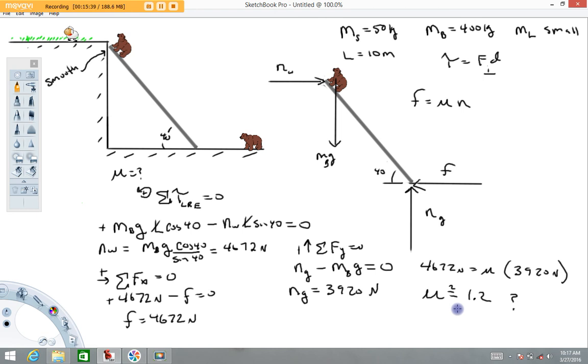So hopefully, if the bear's smart enough, maybe he'll push the ladder up so that this 40-degree angle goes to 50 or 60, in which case the lamb gets eaten. But for right here, right now, with a 1.2 coefficient of friction, it is unlikely that Mr. Bear is going to get to eat today.